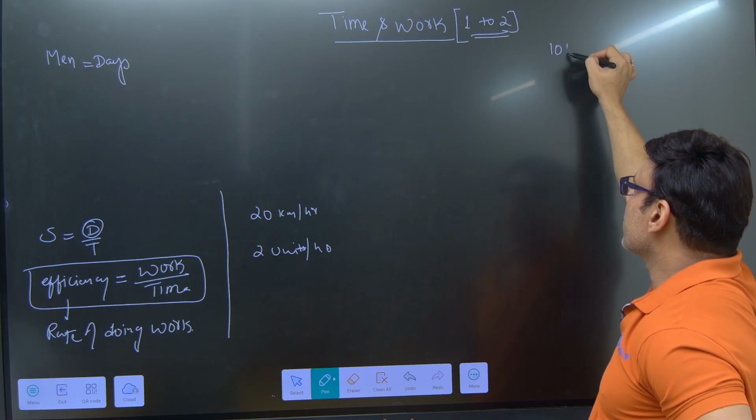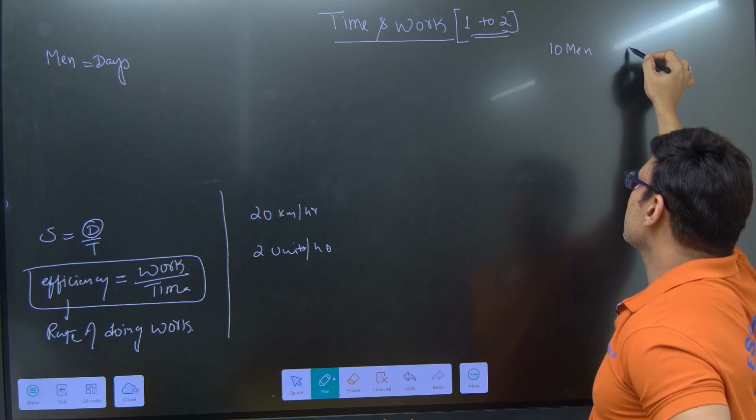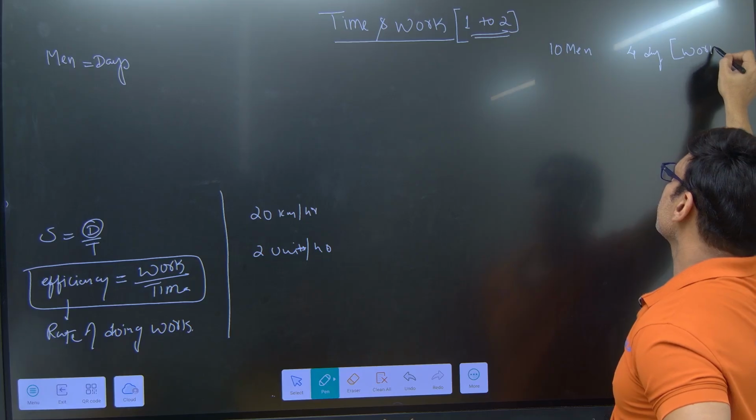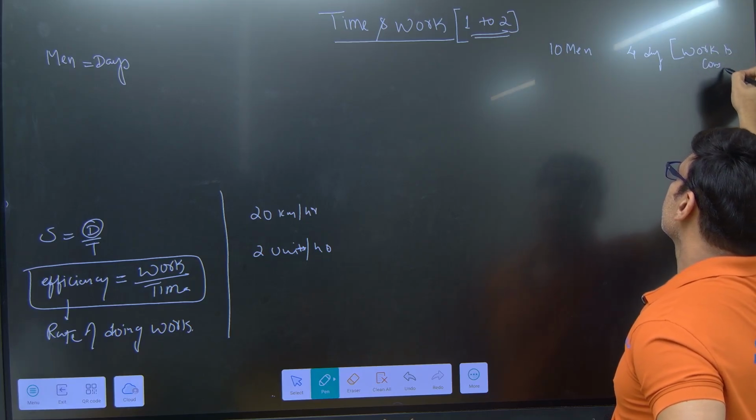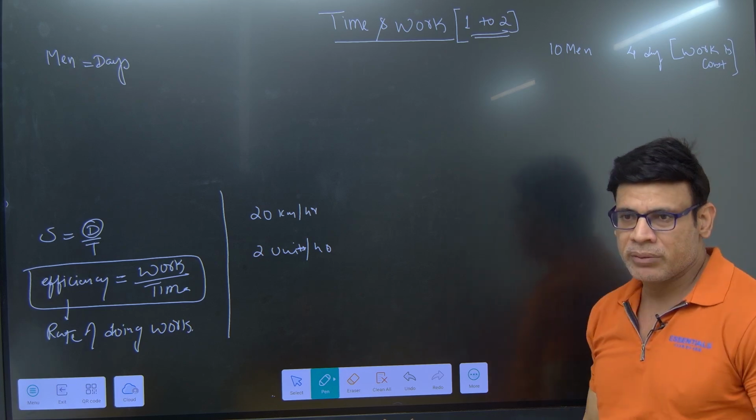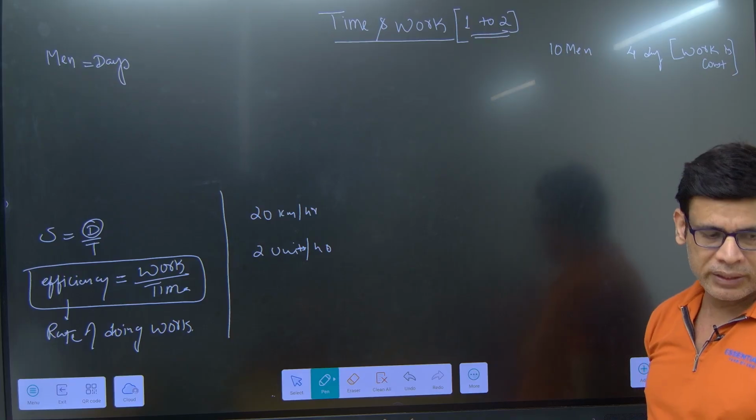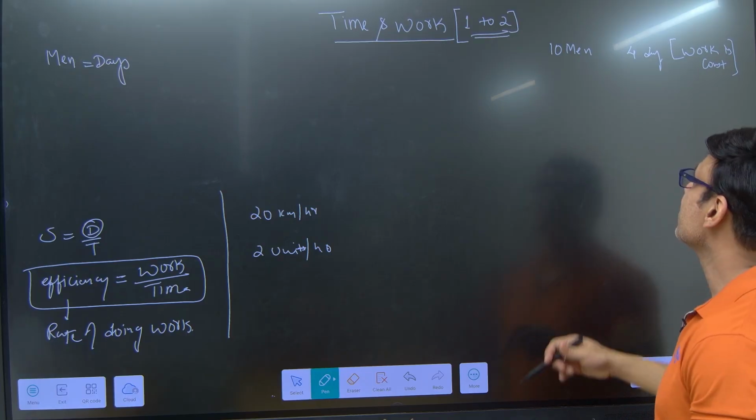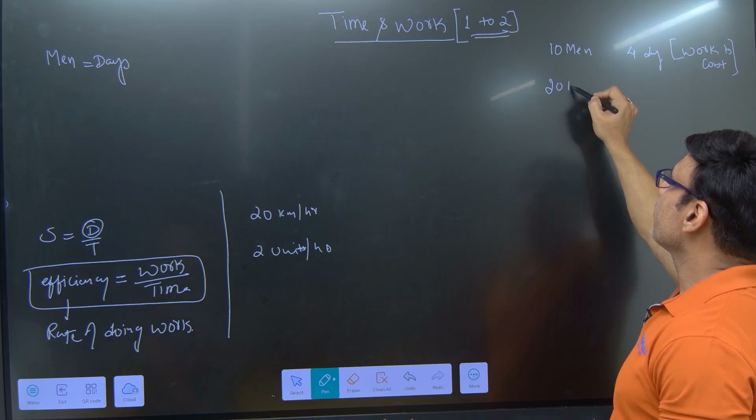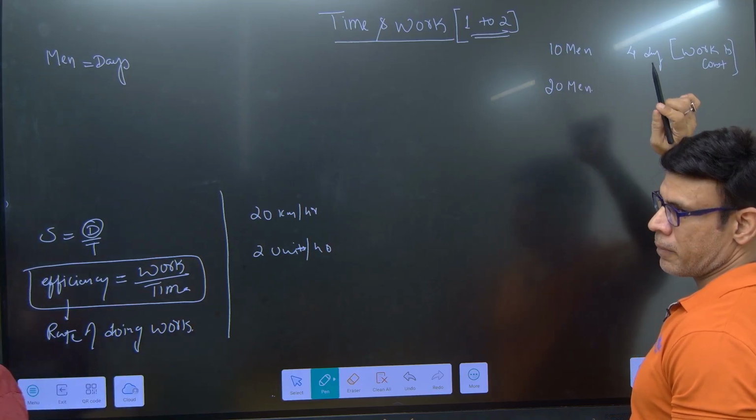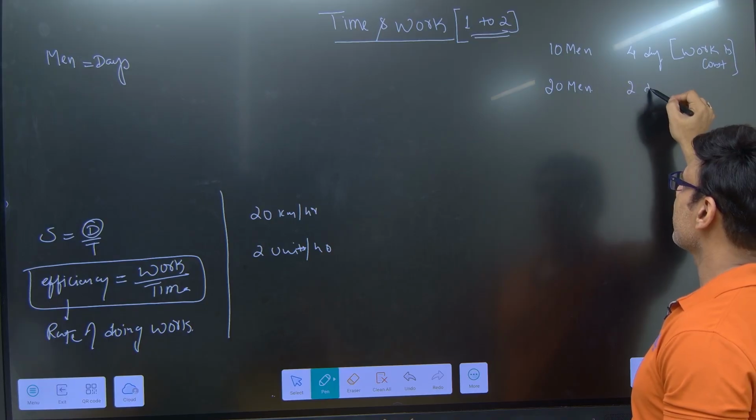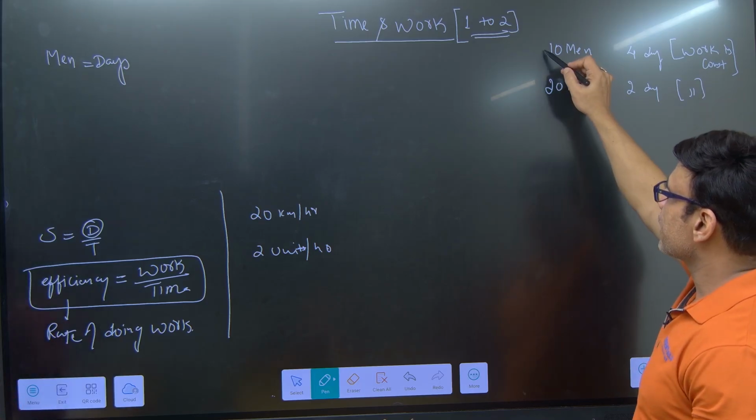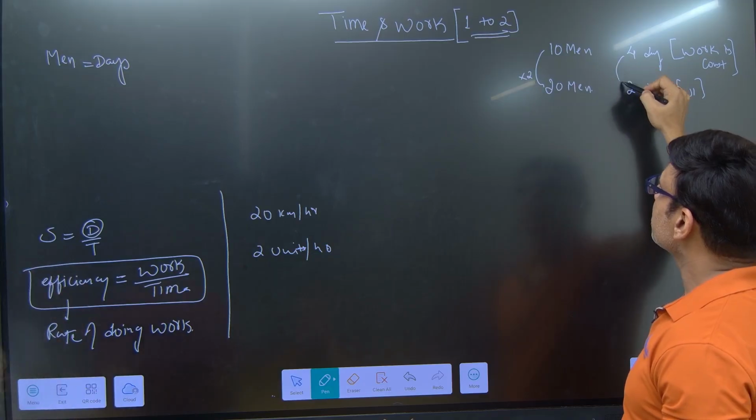Suppose we have 10 men, and they can do some work in, let's say, 4 days. Here, work is constant. I'm not changing the work. You can say making a wall is also a work, right? If there are 10 men and they can do this work in 4 days, and if there are 20 men, what will happen? 2 days, because work is constant. If you double this, this became half or not?